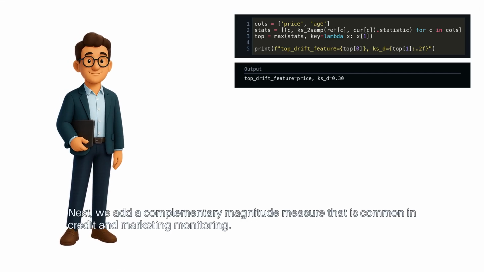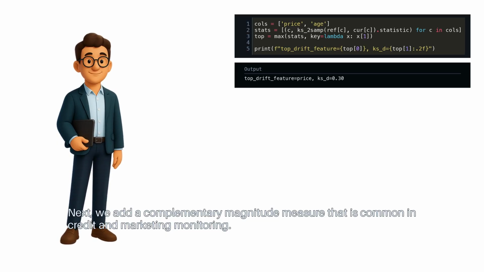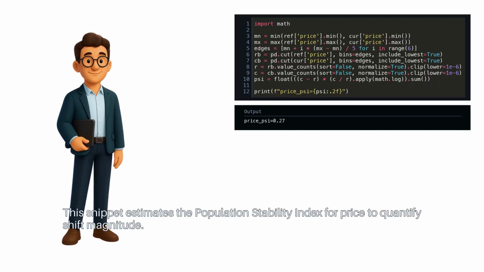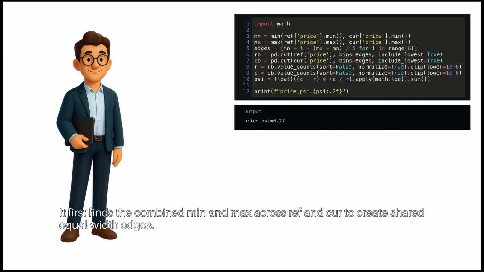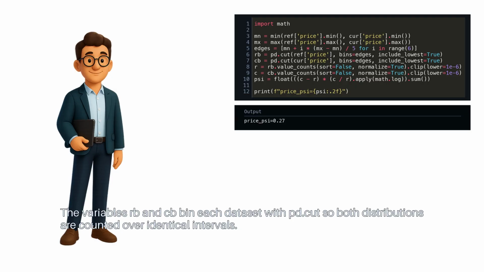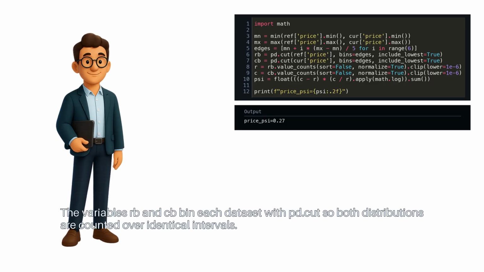Next, we add a complementary magnitude measure that is common in credit and marketing monitoring. This snippet estimates the population stability index for price to quantify shift magnitude. It first finds the combined min and max across ref and cur to create shared equal-width edges. The variables RB and CB bin each dataset with pd.cut, so both distributions are counted over identical intervals.